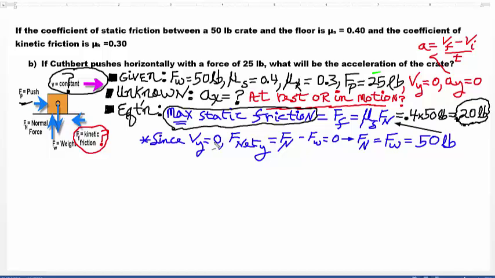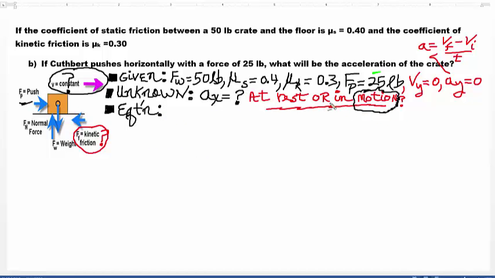The first law says if the velocity is constant, then the total force is 0. Therefore, the net force along the y-axis, the normal force upwards minus the weight downwards, is 0. Therefore, the normal force is the weight in magnitude, or 50 pounds. We substitute the 50 pounds for the normal force, and we get that maximum static friction, F sub F, is 0.4 times 50 pounds, or 20 pounds. Since Cuthbert's push is 25 pounds, which is greater than 20 pounds, we conclude that the block is in motion.